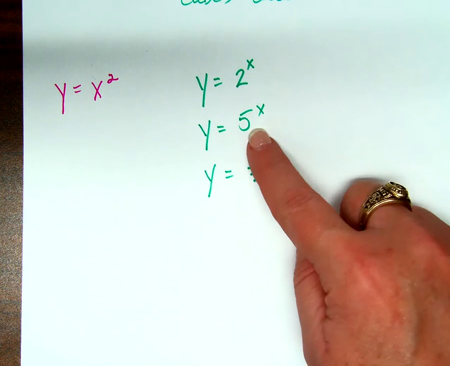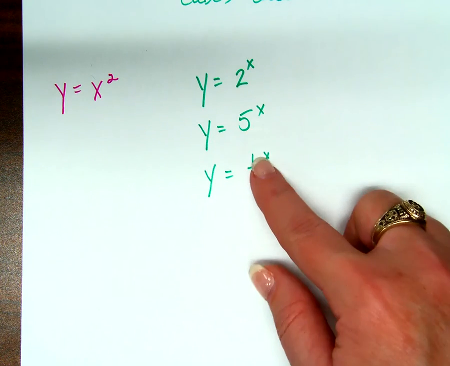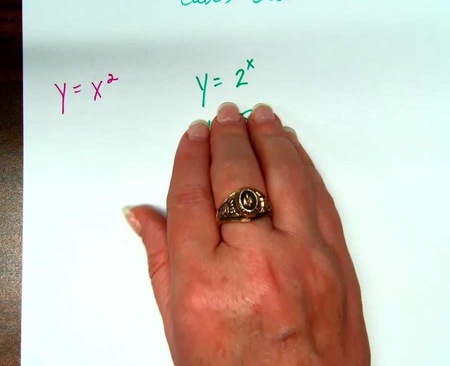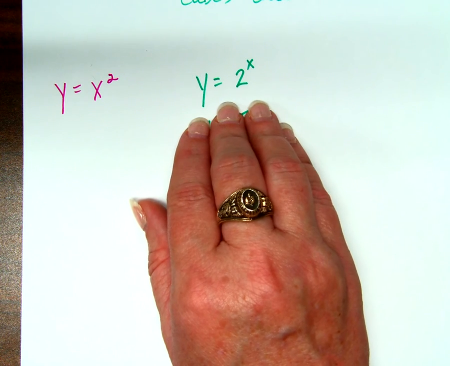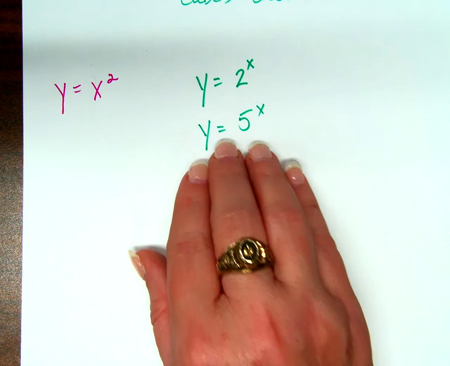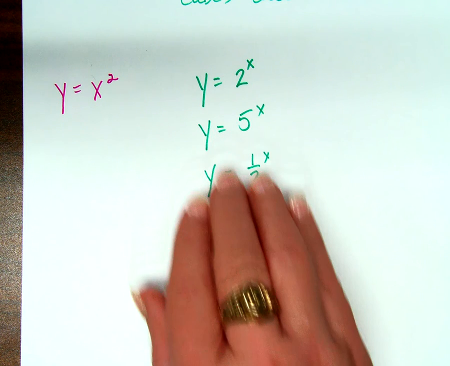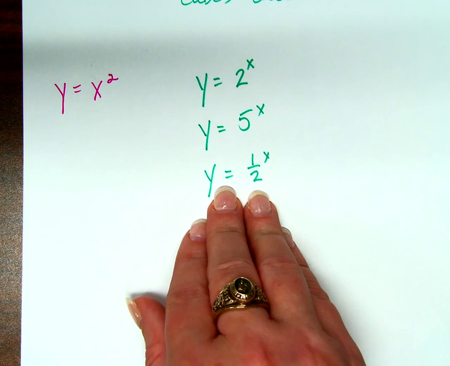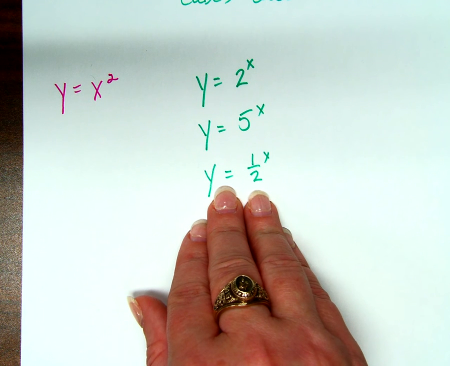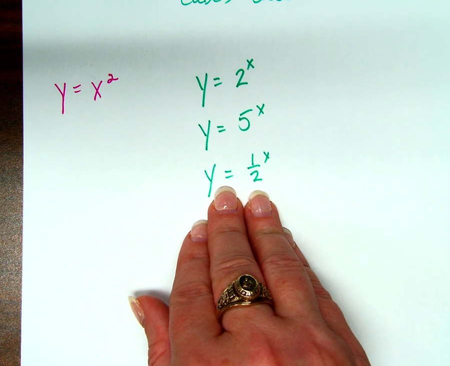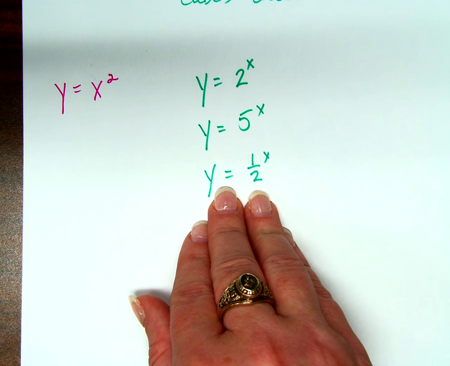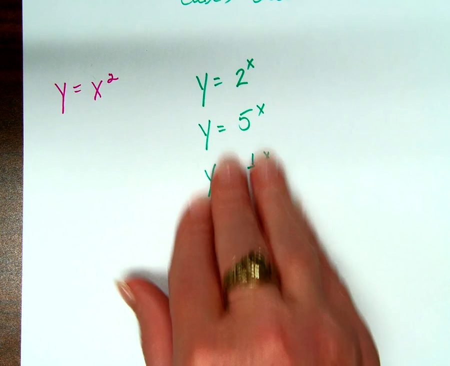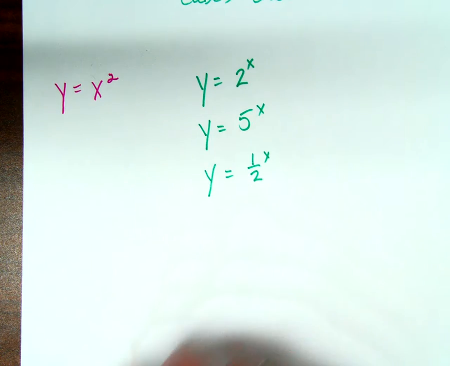But when we have an opportunity for a different base, each base is its parent function. This is a parent function when the base is 2. This is the parent function when the base is 5. This is the parent function when the base is 1/2. And I know it's the parent because nothing is being added or subtracted or multiplied times this function, right? That's what makes it a parent.